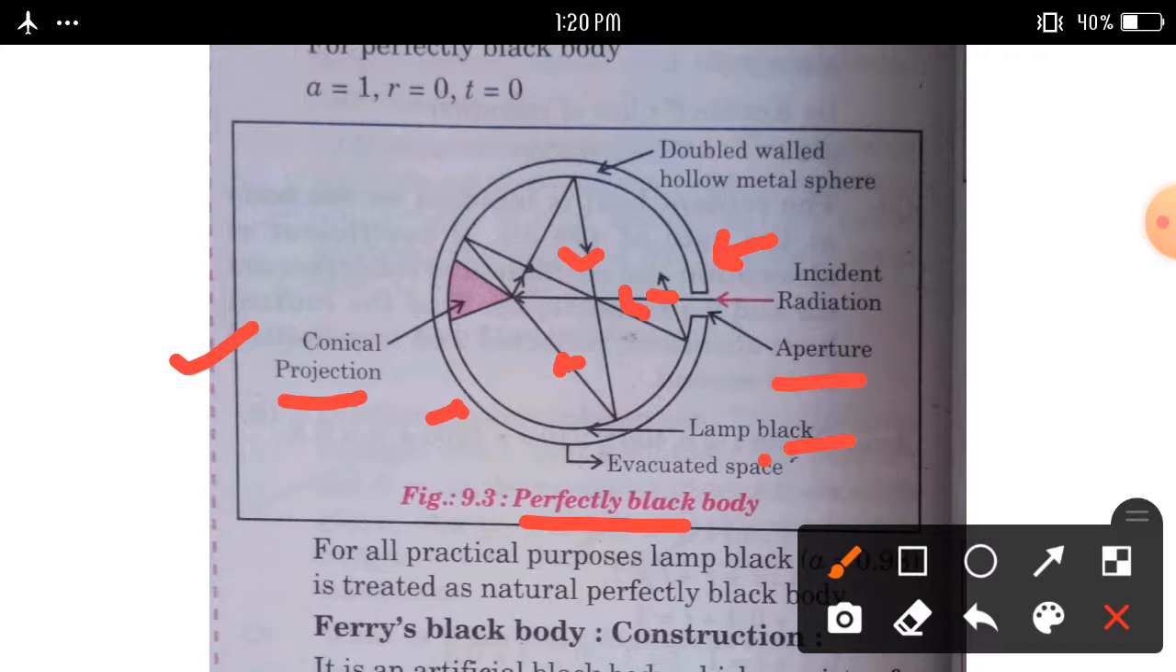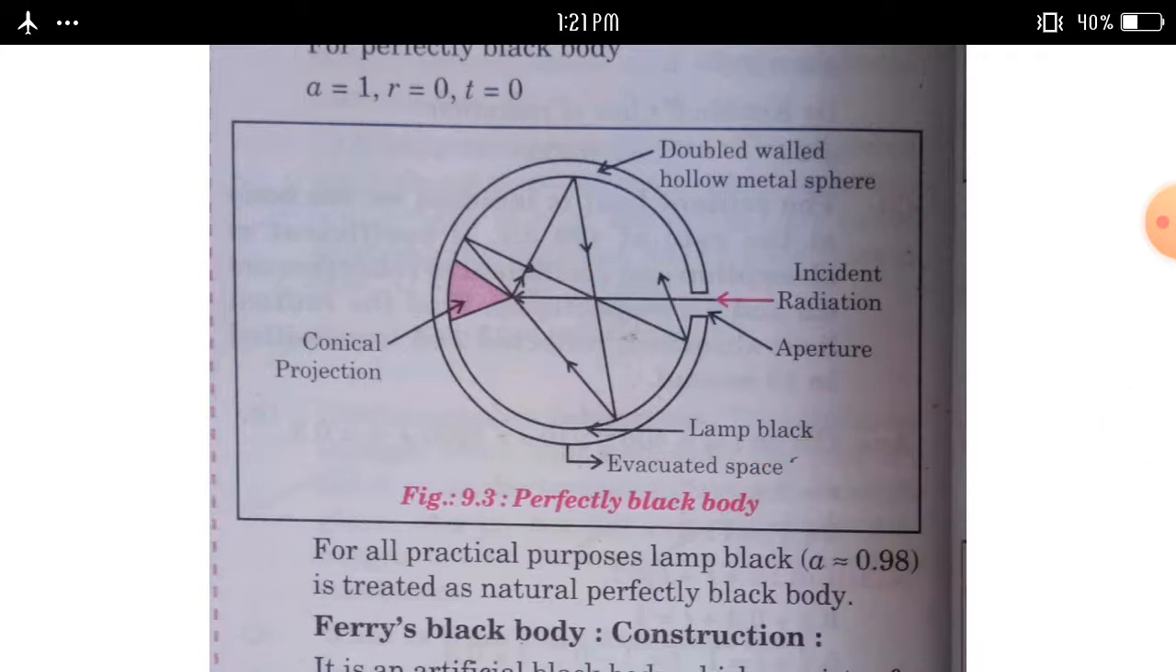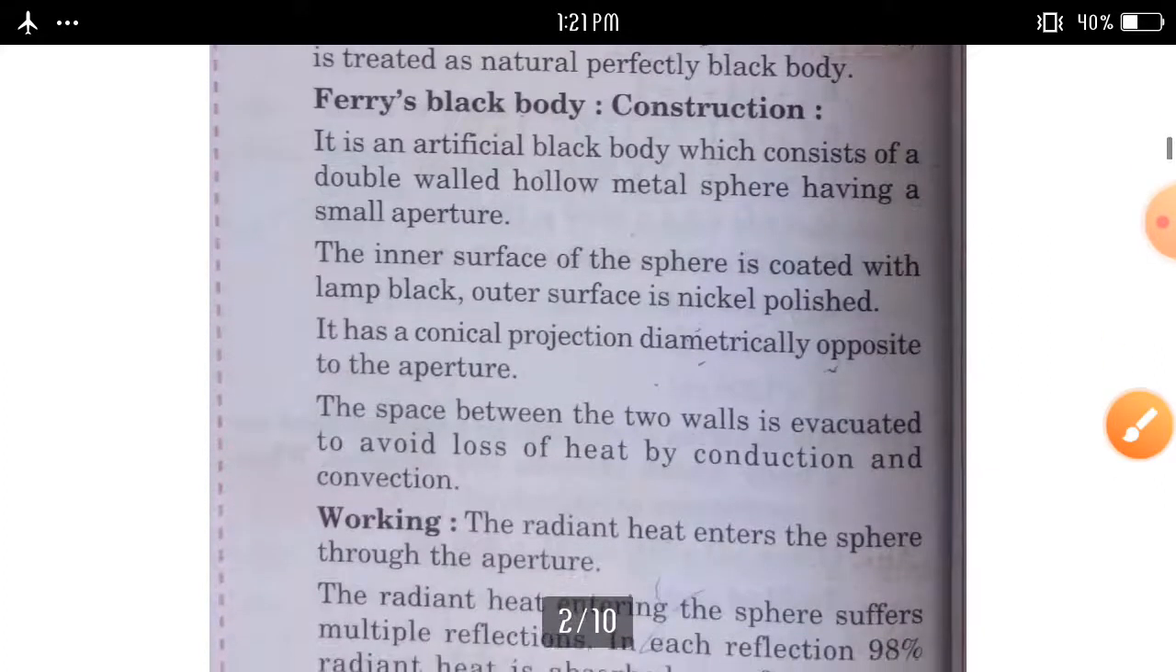Some questions asked on this topic: define perfectly black body. How can it be realized in practice? Or another question asks, what is a perfectly black body? Explain the construction and working of a Ferry black body with the help of a neat labeled diagram. Or another question is, with a neat labeled diagram, explain Ferry perfectly black body.